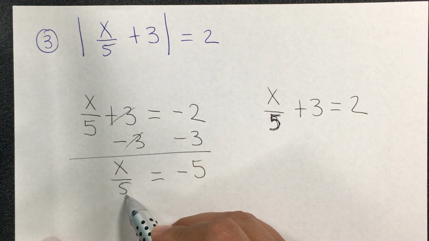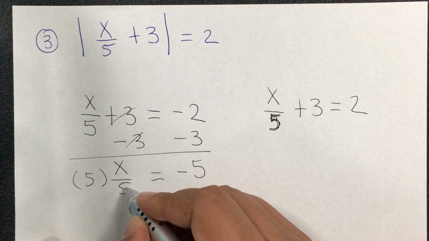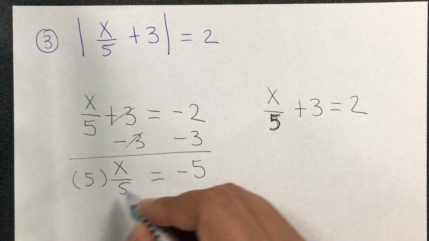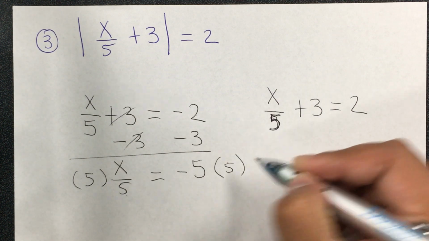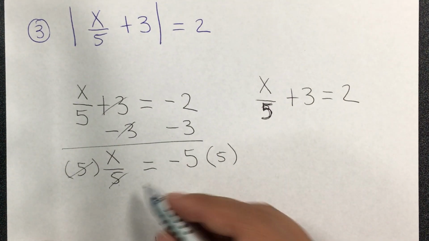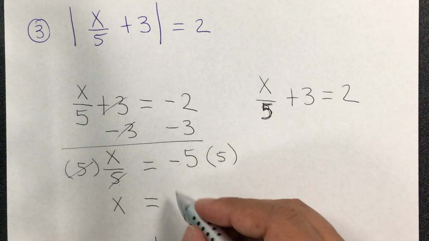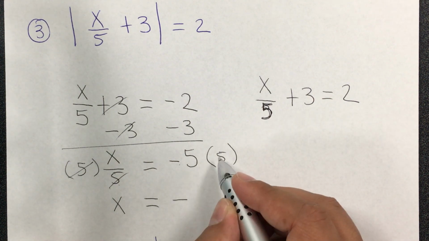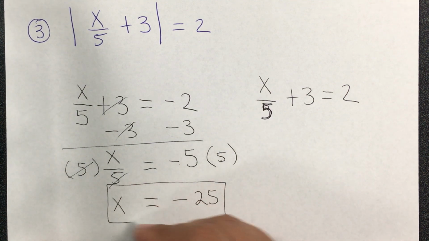Finally, this is division. In division, we don't change the sign, and we cancel by multiplying. So if we're dividing by 5, we're going to multiply by 5 on both sides. These cancel, and we get x equals negative times positive, negative. 5 times 5, 25. So it's negative 25.